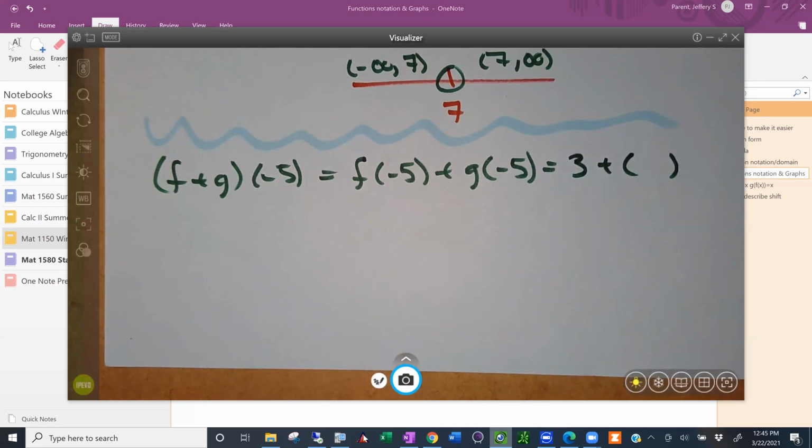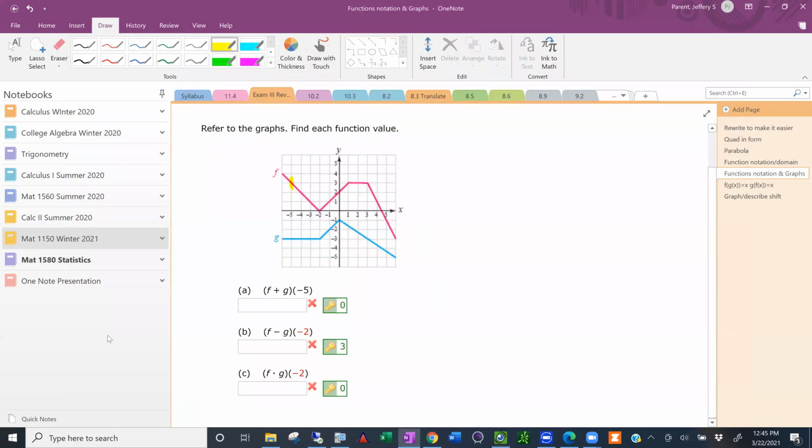3 plus, and now we got to figure out what happens for g of -5. So for g of -5, instead of going up here to this graph, I'll go down here to this graph. G of -5 would equal what? -3. Perfect. And that's it.